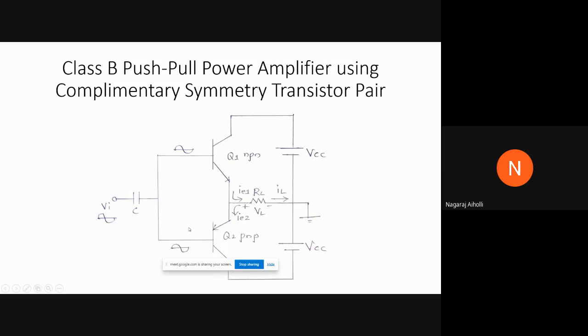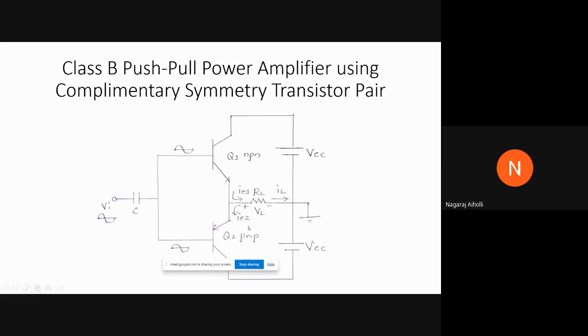Similarly, during the negative half cycle, the negative portion is available at both the inputs of Q1 and Q2. Because of this, Q1 will be off, since its P is connected to negative, and the N of Q2 is connected to the negative. Hence Q1 will be off and Q2 will be on. So the current IE2 will be flowing through the load resistance during the negative half cycle.